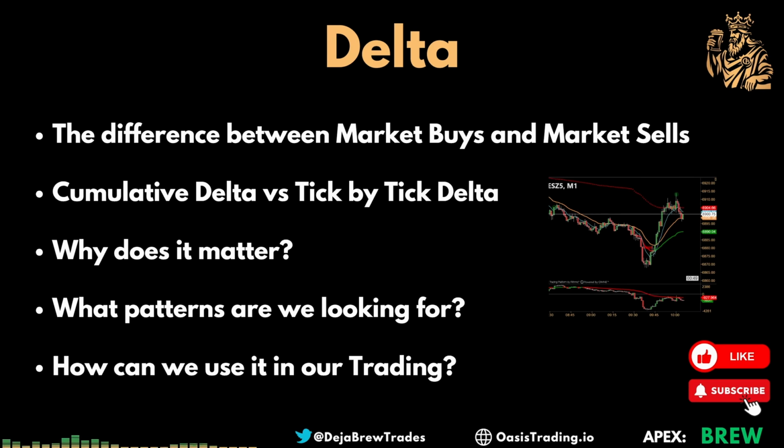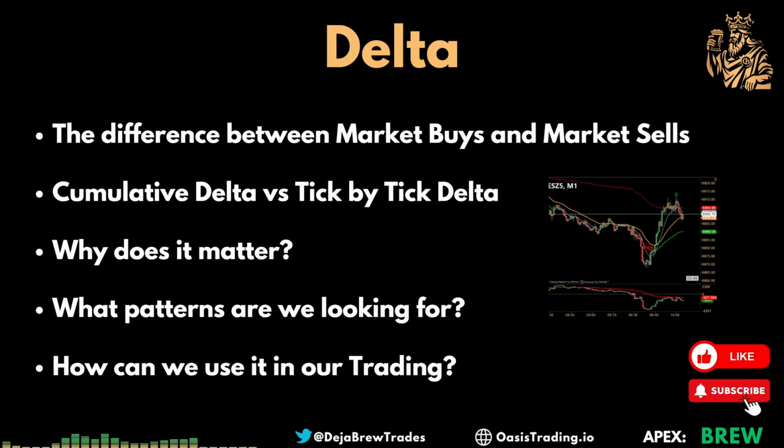We can look at it cumulative, like looking at it over the span of the entire day or the entire session. And we can combine this delta together into an oscillator, kind of like a moving average. That is the cumulative delta, right? And we can use that for maybe divergence trades. Maybe the delta is making higher highs and the price is making lower highs, that sort of thing.